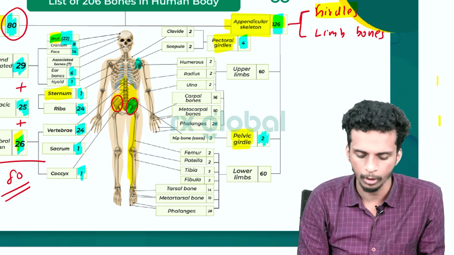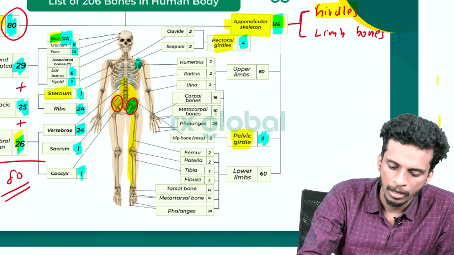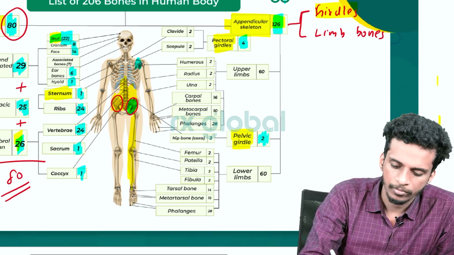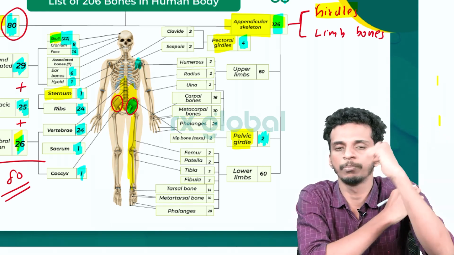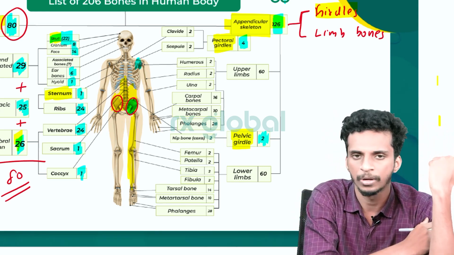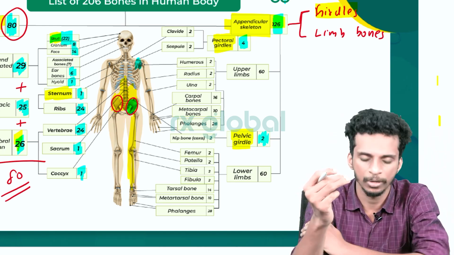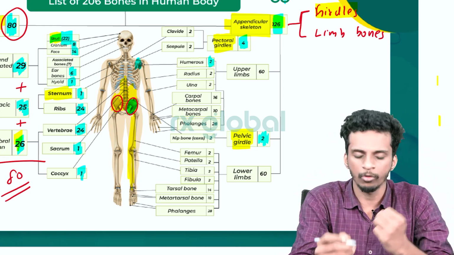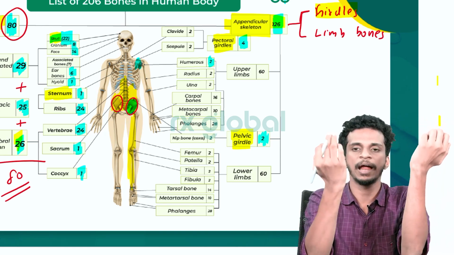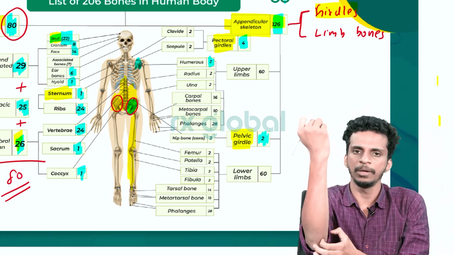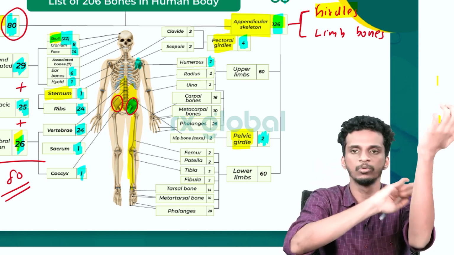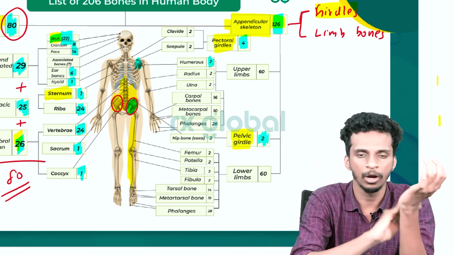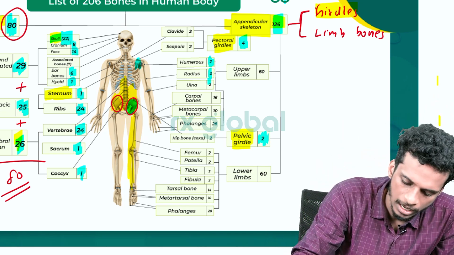Now let's come on to the upper limbs. In the upper limbs, I have one humerus here. The bone of my arm is called the humerus. I have one humerus here and one humerus here, so totally 2 humerus. Now I have radius and ulna. I have told you that the lateral bone of the forearm is called the radius and the medial bone of the forearm is called the ulna. So I have 2 radius, one on each limb, and 2 ulna, one on each limb.